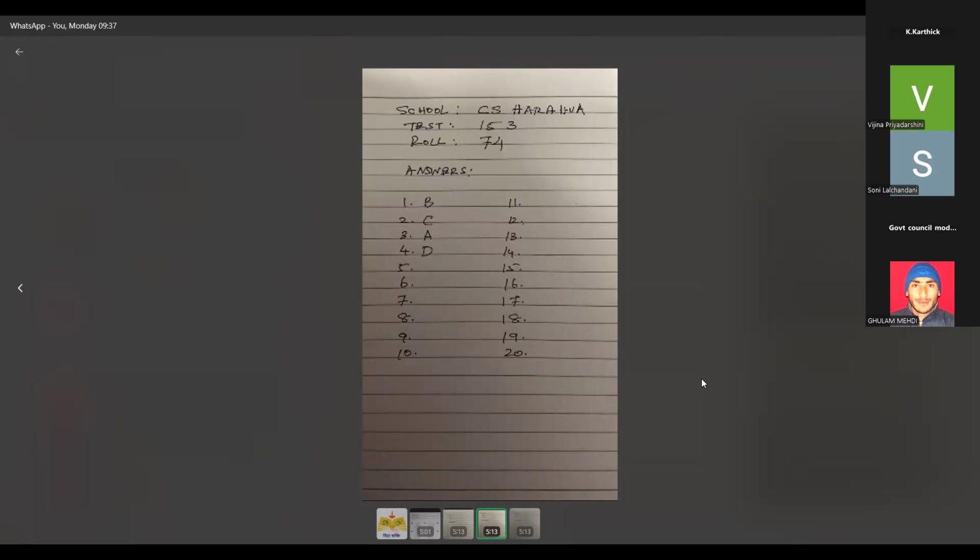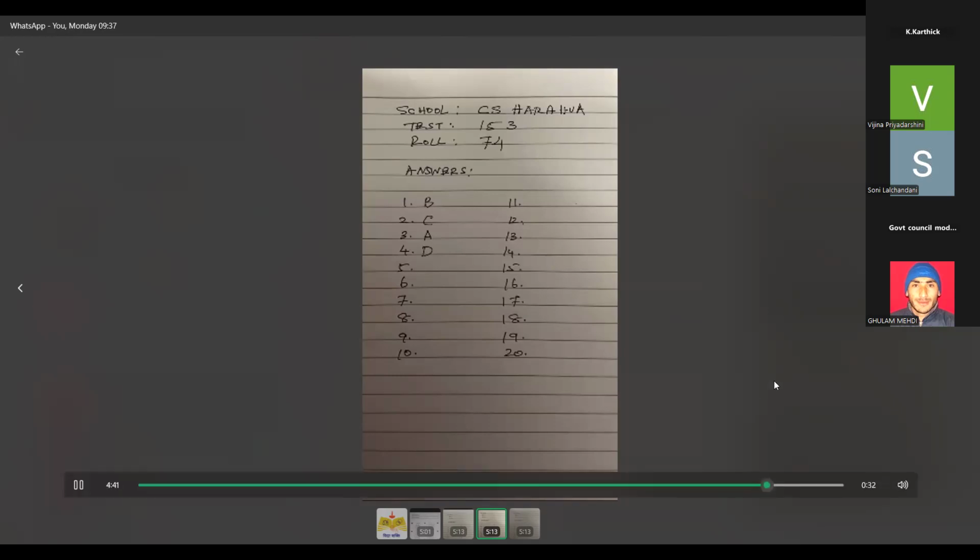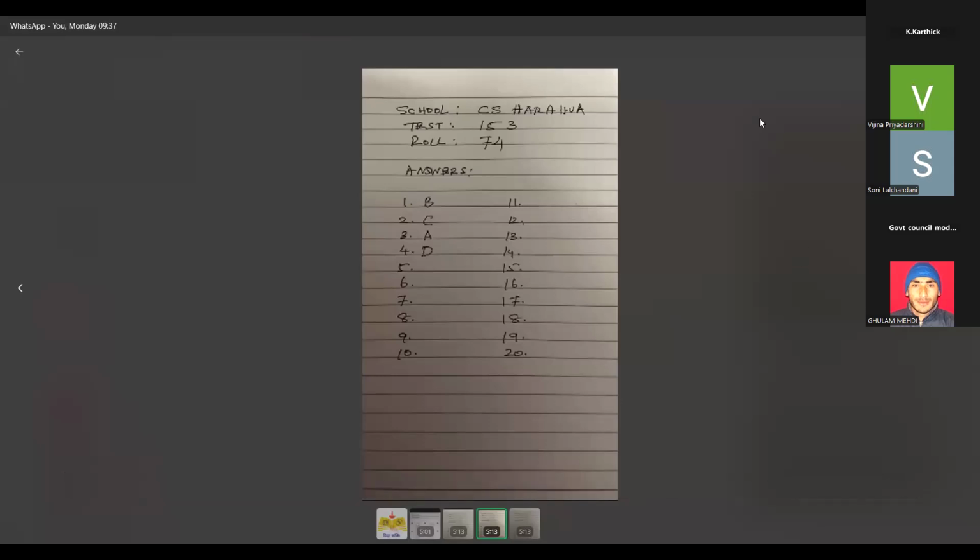Do not put any angle brackets. Do not put any arrow marks. The question should be number, dot. The answer should be either A or B or C or D in capital letters only. If you put arrow marks, brackets, angle brackets, or draw any line, or if you smudge or crumple this paper, that answer paper will be rejected.